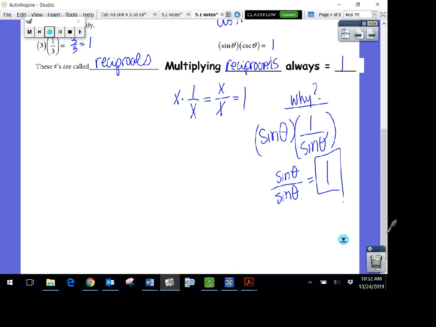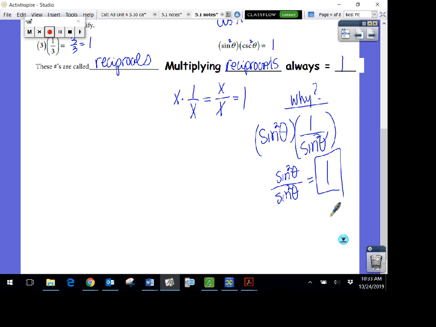Sine and cosecant, you know their reciprocals, equals 1. We could make that sine squared, cosecant squared, still 1. Because this is squared, squared, squared, it's still 1. Now, if one of them's squared and one of them's not, that's different. But if they're both squared, they're both cubed, they're both to the 4th, 5th, 6th, 10th, whatever, then multiplying reciprocals equals 1.